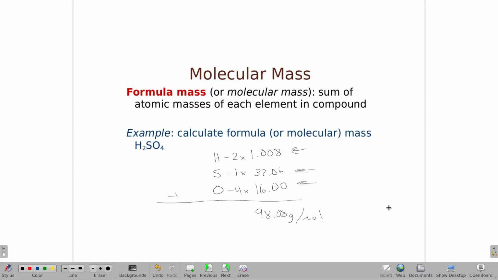The other unit that we could use is atomic mass units, which tells us that's the average mass of that entire molecule at the atomic scale. Or if we had a bunch of them, a mole's worth, that's how much it would weigh.